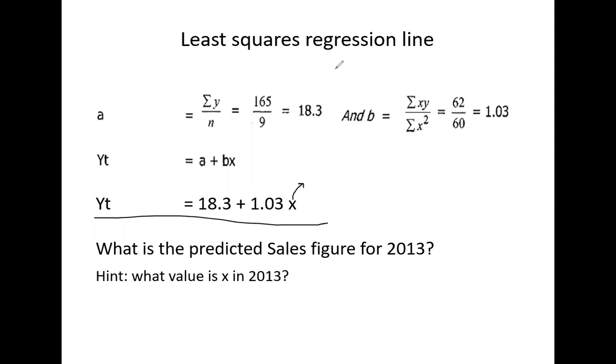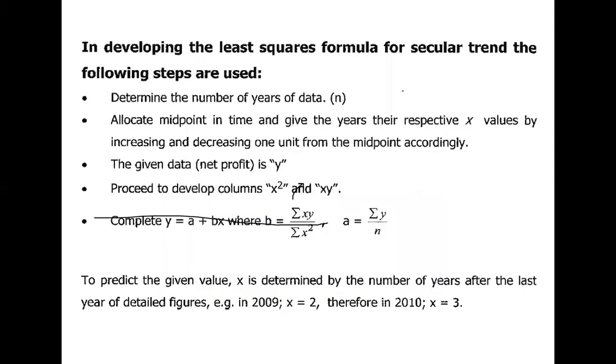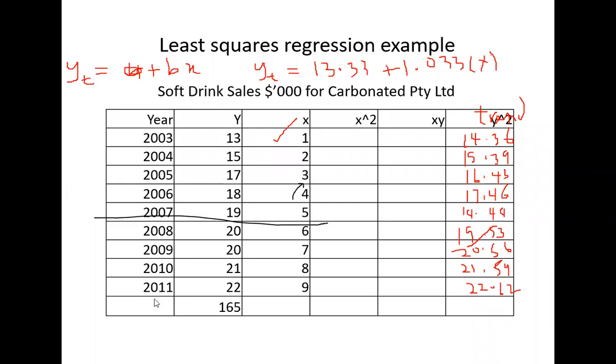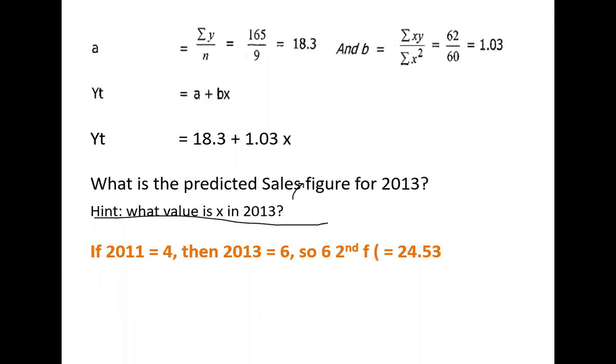Let's go to the table. So we picked, this is using the second technique, but for 2013, we have 2011 as 9, so 2012 is going to be 10, and 2013 is going to be 11. If you want the forecast, you just put it into the formula here, and then you are going to get your forecast for 2013.